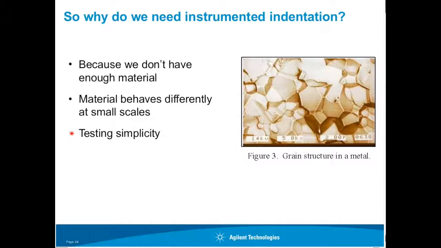All that's really required to successfully do an instrumented indentation test is to present a flat, smooth surface orthogonally to the direction of motion of the indenter. So all you need is a flat surface, and you can do an instrumented indentation test. And what's more, you can do a lot of instrumented indentation tests. You can consider doing tests here and there and all over the surface to really get a good idea of the material properties of the sample.